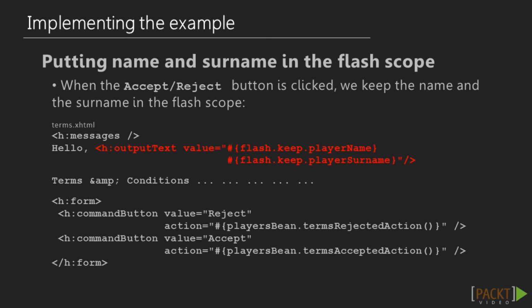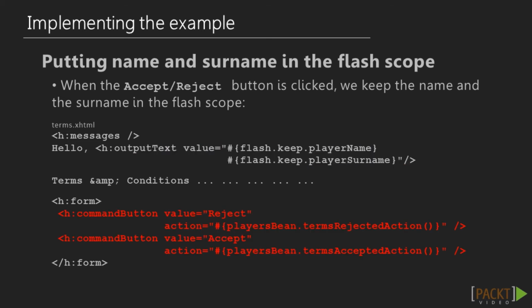For this, we need to instruct JSF to keep this information in the Flash scope. An easy way to accomplish this consists in using the Flash implicit object in the terms page. Actually, at the line highlighted in red, we display the values of the player name and surname from the Flash scope, and we instruct JSF to keep them in the Flash scope for the next redirection, which can point to the index or to the done page.